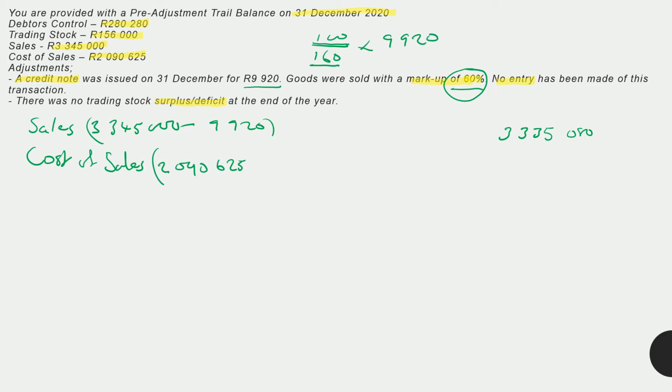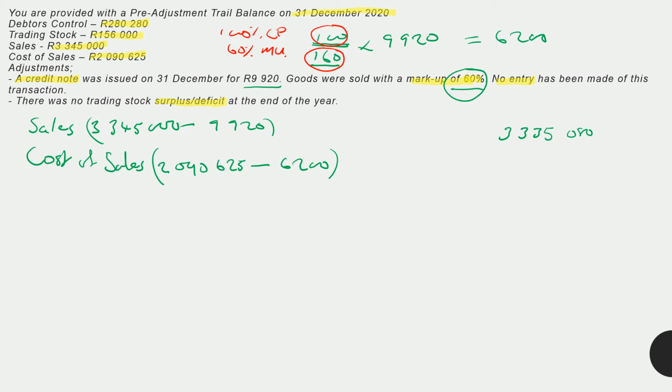So this is 100 divided by 160 times 9,920. This will give you 6,200. If goods are returned, the cost price of the goods that were returned will reduce your cost of sales. So this one is minus 6,200. You must appreciate the cost price percentage and the selling price percentage. The selling price percentage is 100% of cost price plus 60% of markup. That's the selling price percentage.